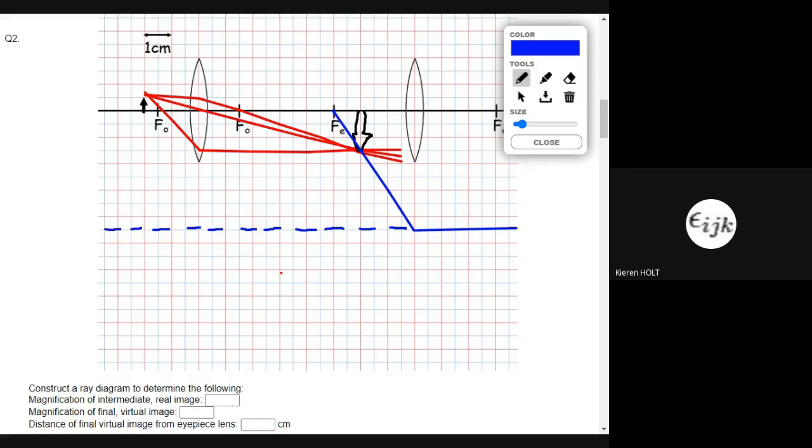Next one I'm going to do through the center of the lens, trace it back. Sort of this way like this. And they intersect there. So my final image will be here.